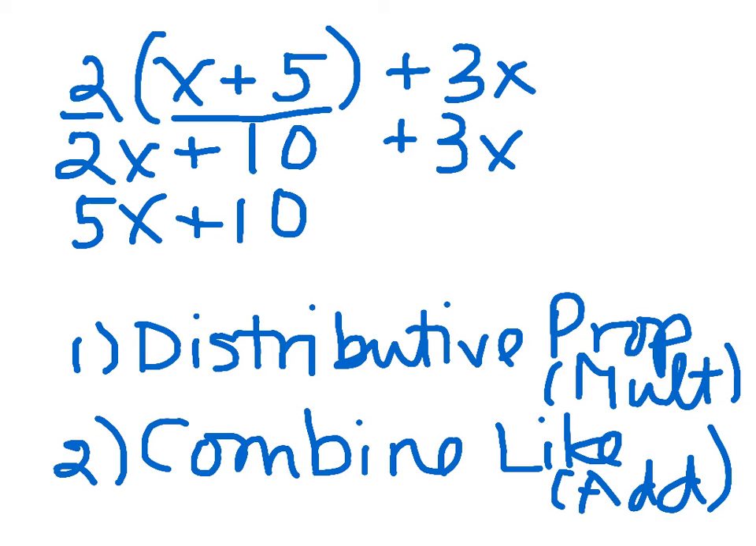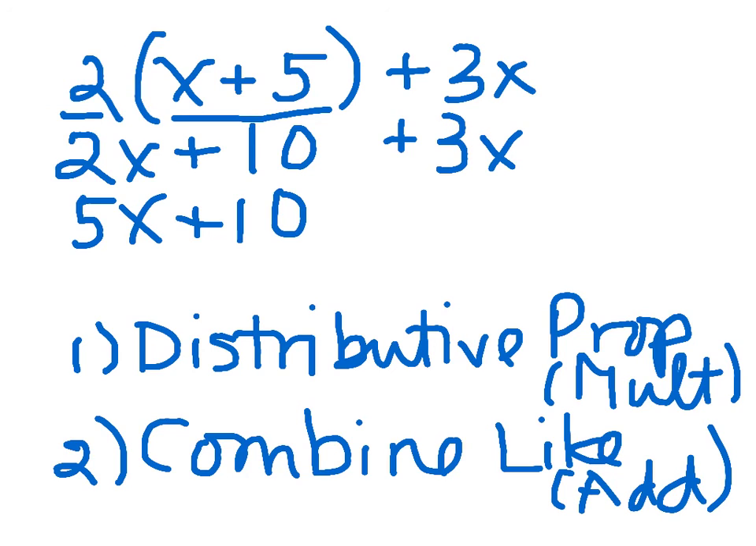I can't go any further because 5x and 10 are not like terms. 10 is called a constant as opposed to a variable. 5x is a variable term, and so it's not like terms with a constant. Therefore, this is our final answer, and that's it.